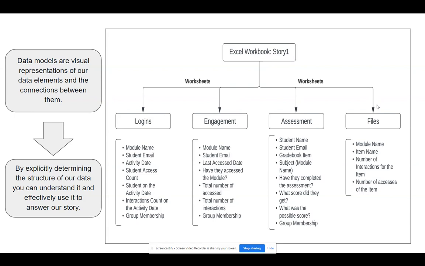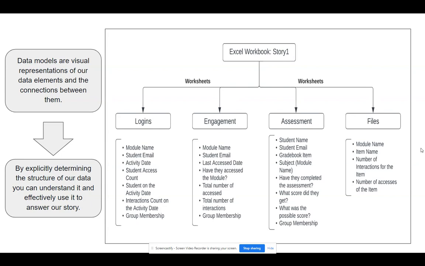We have an Excel workbook called Story 1, and within that workbook, you have 4 worksheets, and that is logins, engagement, assessment, and files. And in those individual worksheets, I've listed down with bullet points all the column names. So we have module name, student email and activity date for logins.